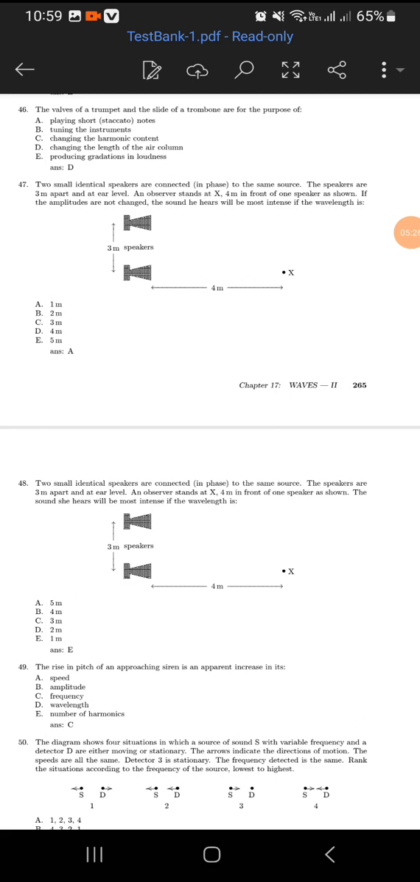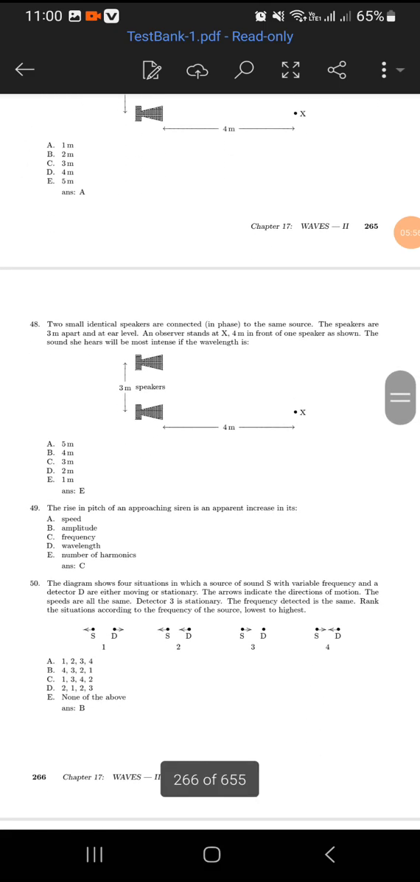So two small identical speakers are connected in phase to the same source. The speakers are 3 meters apart and at ear level. An observer stands at X, 4 meters in front of one speaker as shown. If the amplitudes are not changed, the sound he hears will be most intense if the wavelength is A, which is 1. The difference between 3 and 4 is 1.